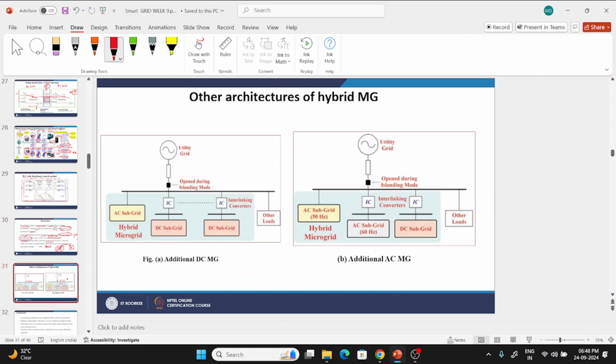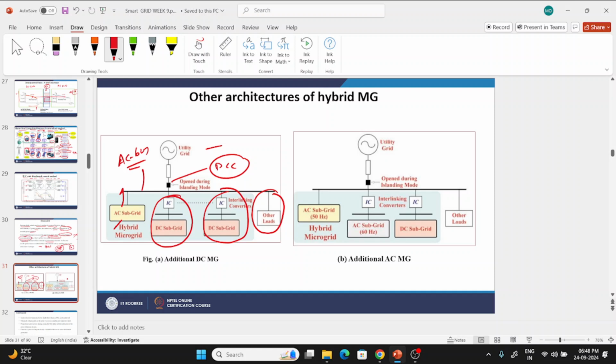These are the other architectures of the microgrid. The first one here is a utility grid. It is connected through a point of common coupling, which is open during the islanding mode of operation. Interlinking converters are connected with the DC microgrid. Also, there is another DC microgrid. These are other loads. Then this is an AC microgrid, which is directly connected, and this is an AC bus. That's why it is directly connected to this. If there is an additional AC microgrid, it will be connected like this.